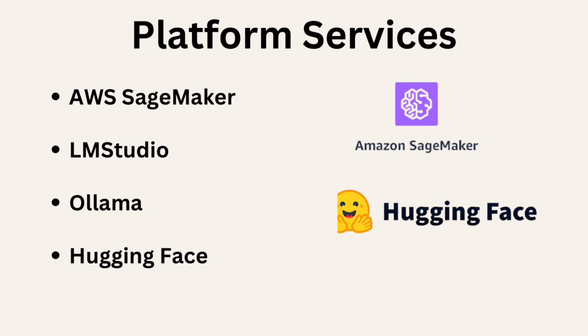Finally, we have Hugging Face. If you are into natural language processing, Hugging Face is the go-to platform. It's an open source hub that hosts thousands of pre-trained models, and it also provides tools for training and deploying your own models quickly. So whether you are building from scratch or need a platform to simplify deployment, these tools are the right choice.